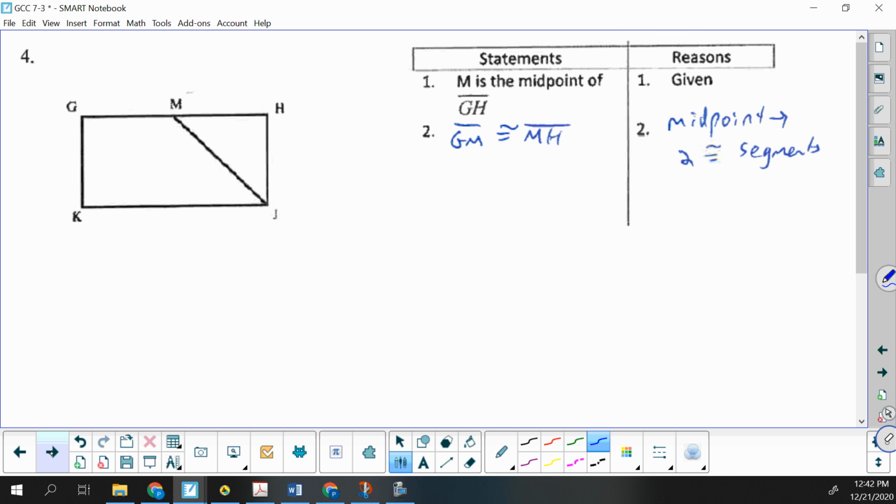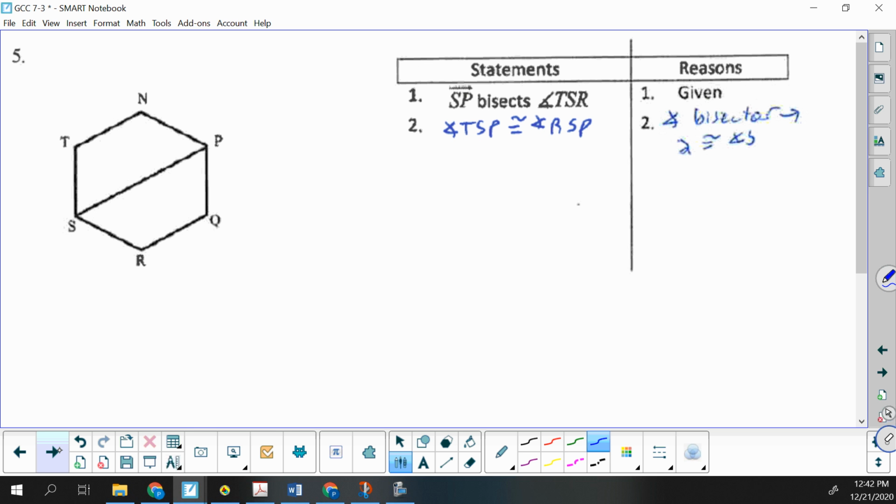In 4, we're given midpoint, so automatically for the next reason, we want to do midpoint implies 2 congruent segments. We're pointing at 2 congruent segments, so in your statement, say which are the 2 congruent segments. Well, if M is the midpoint, then we should get GM and MH to be congruent to each other. Remember, with segments, you could write them in either order. So you could have said segment MG and segment HM, and that would have been fine as well.